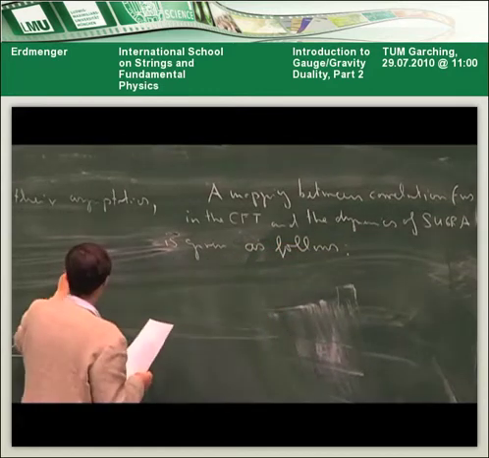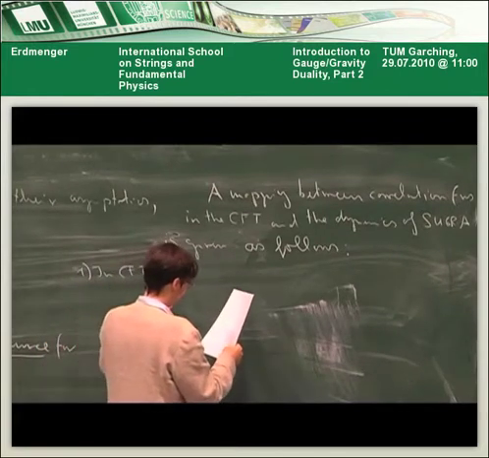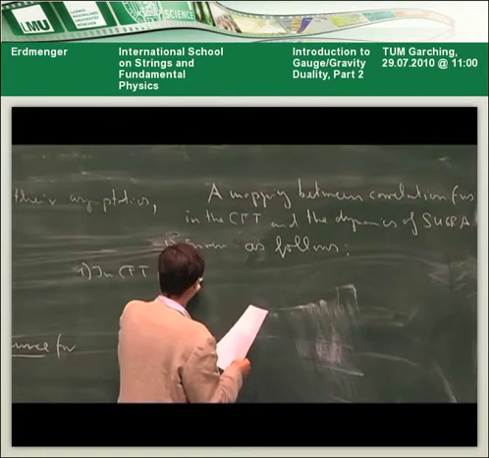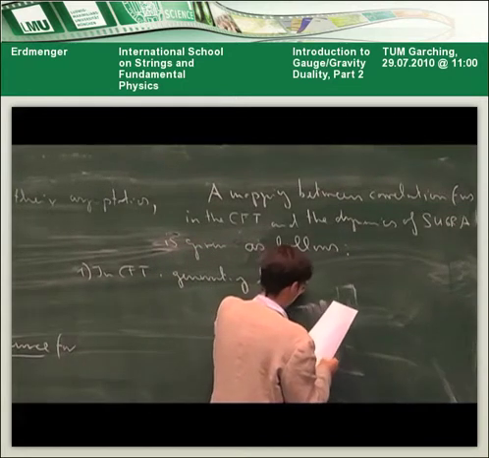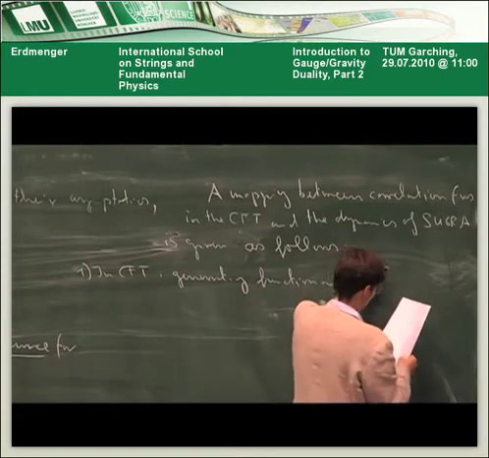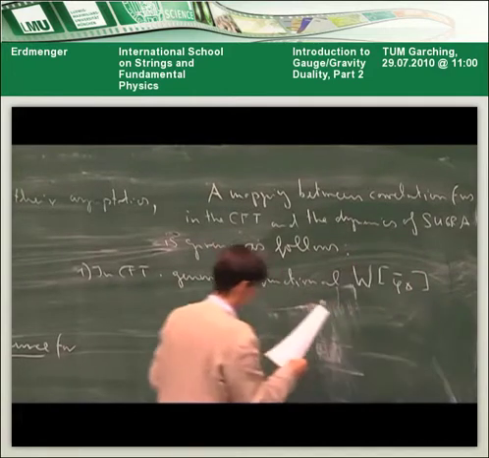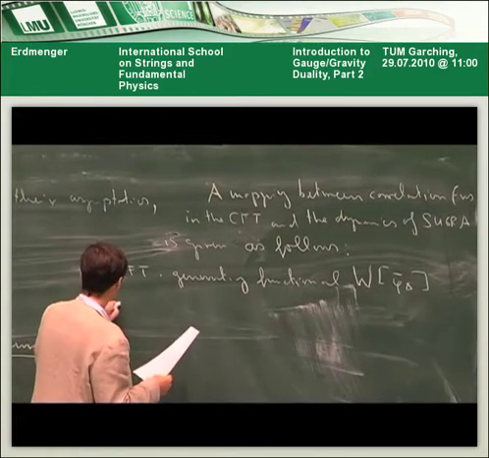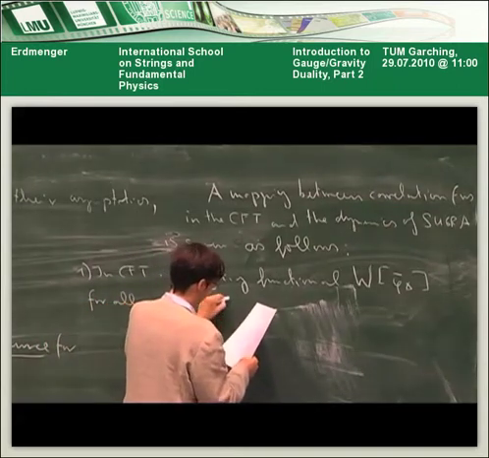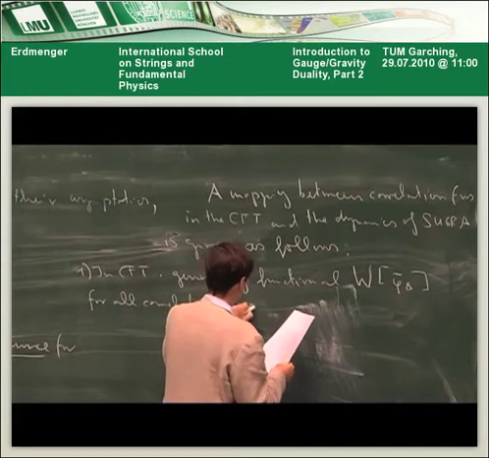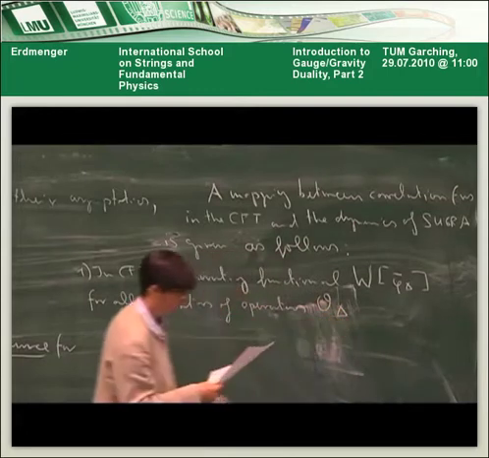So first, in the conformal field theory, we have a generating functional W, which depends on these couplings for all the correlators of operators of the form O delta. So this is the scaling dimension.